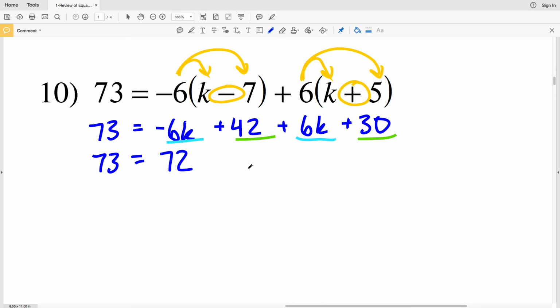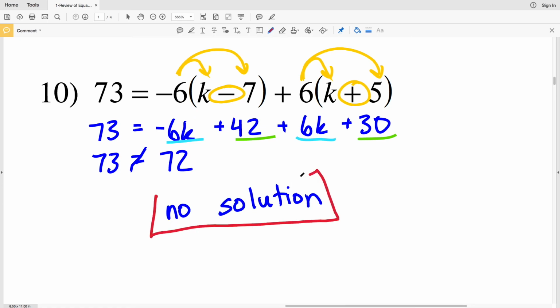We have no variable, and 73 does not equal 72, so for number 10, we have no solution. So no solution is the answer to number 10.